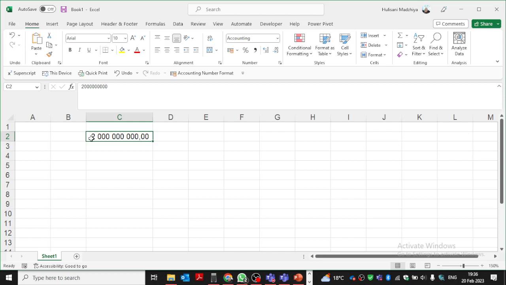And then if there are another three, we move from billions to trillions. And from trillions, if there are another three numbers or three zeros, we move from trillions to quadrillions. So that's how we identify numbers.